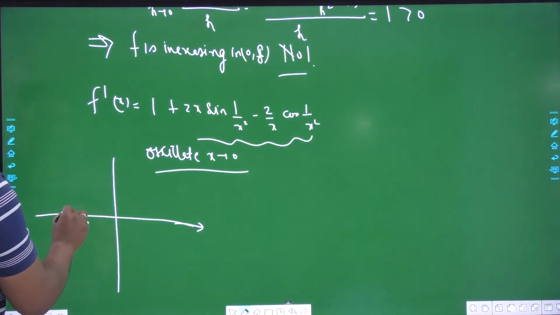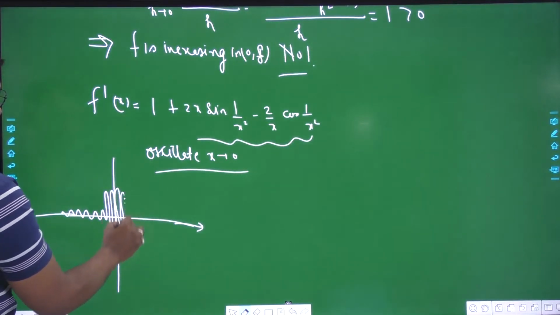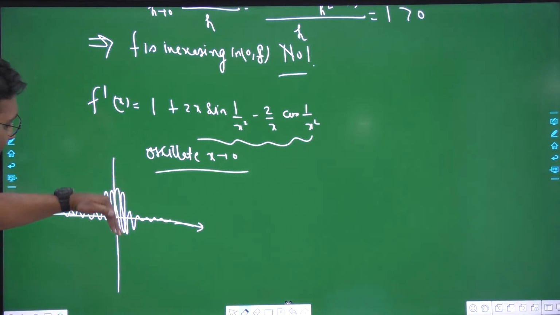So if you just try to find the graph of it, you'll find that this will be an oscillating graph. So in the neighborhood of (0, 0), the derivative is less than 0 and the derivative is also greater than 0. So you cannot state that in the neighborhood of (0, 0) your function is increasing or decreasing. So therefore, this serves the purpose.